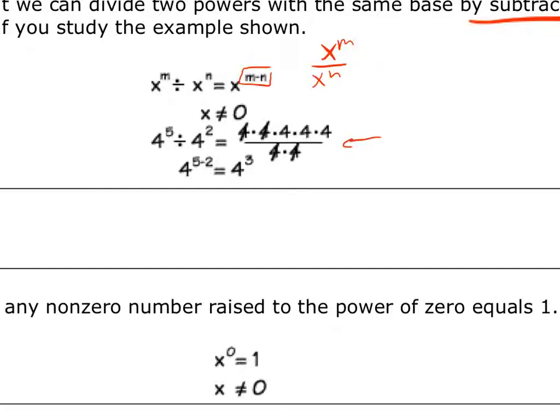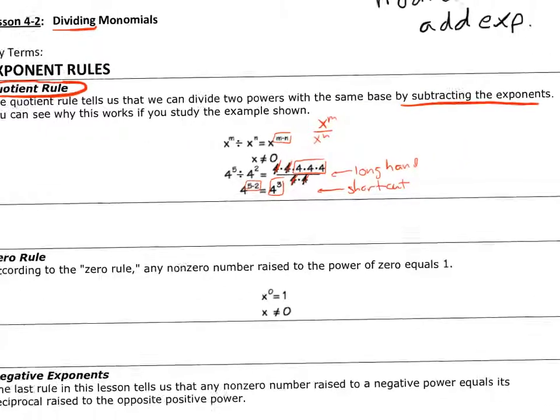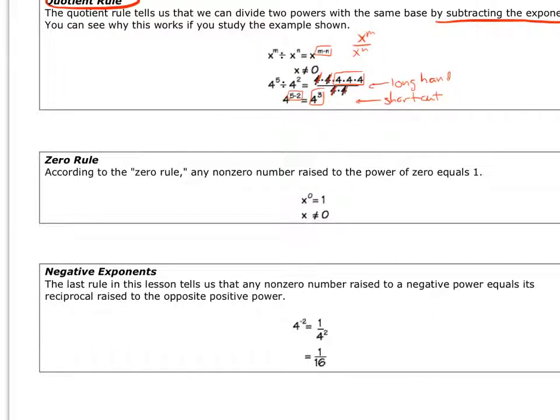Now right here we have longhand. If you remember, we talked about that. You can do this by writing them all out and then canceling. So if you see what they did here, they canceled one on the top, one on the bottom, another one on the top, one on the bottom, and they're left with 4 times 4 times 4, which is 4 cubed. Or you can use the shortcut, which is just taking the top number of 4s, which is 5 of them, the top exponent, and subtracting the bottom exponent, and you get cubed. We'll do plenty of examples like that.